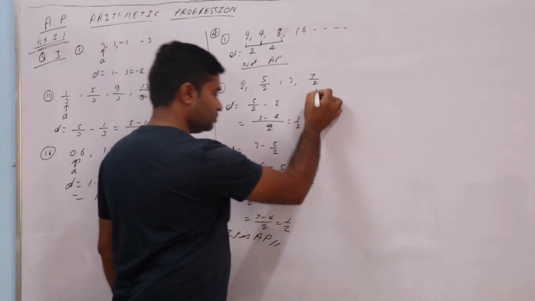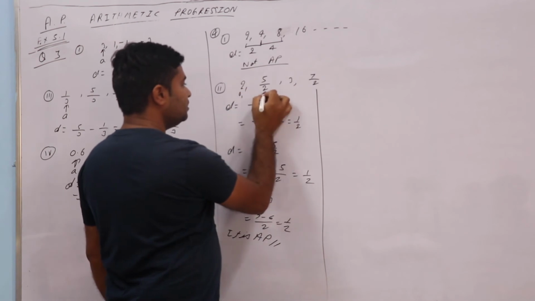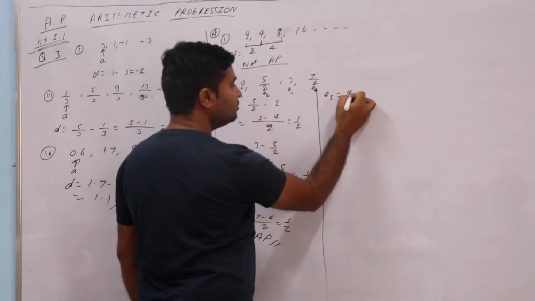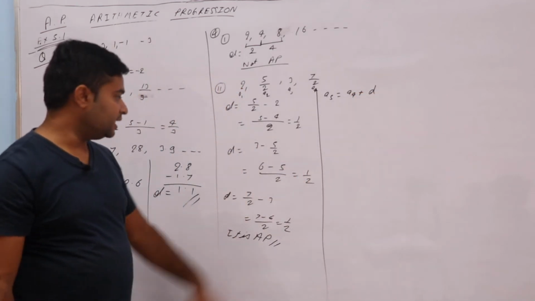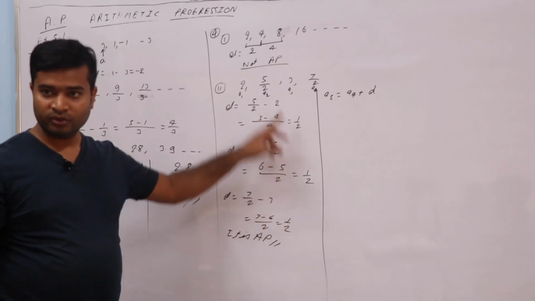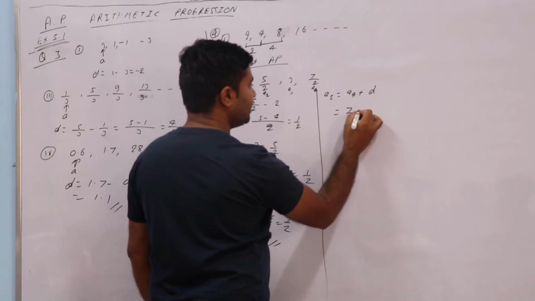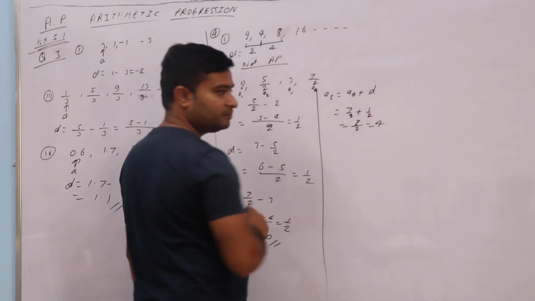So I'm writing here, this is A1, A2, A3, A4. A5 is equal to A4 plus D. D is 1 by 2. So 7 by 2 plus 1 by 2 is 8 by 2, which is 4. Yes or no?